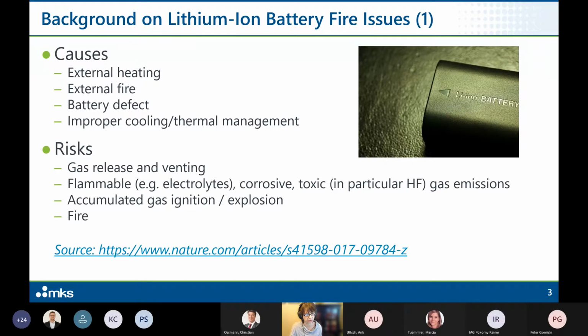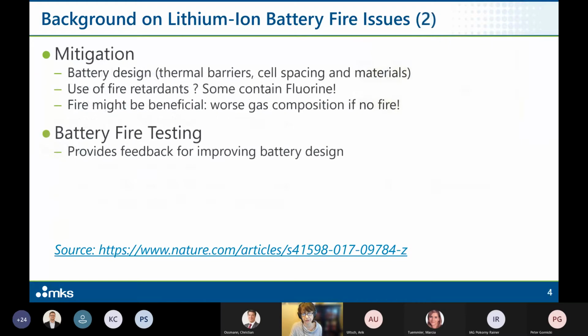So that's why there's a lot of work being done. I've put in a resource here, an article, if you are interested, because all the information here is from that article. The battery design is essentially critical to mitigate those issues. Some fire retardants in some cases contain fluorine, which is not good because it can produce HF.